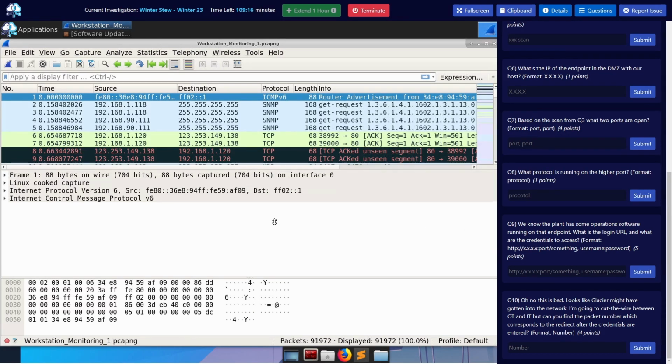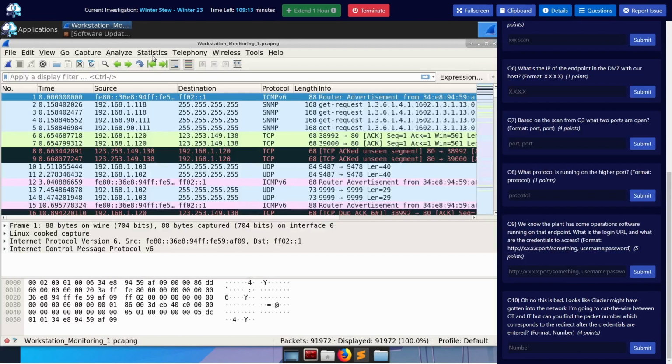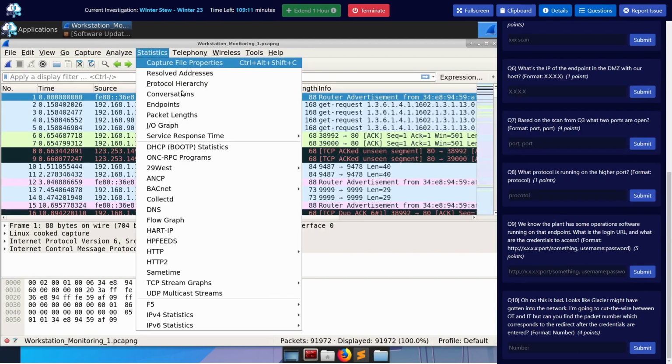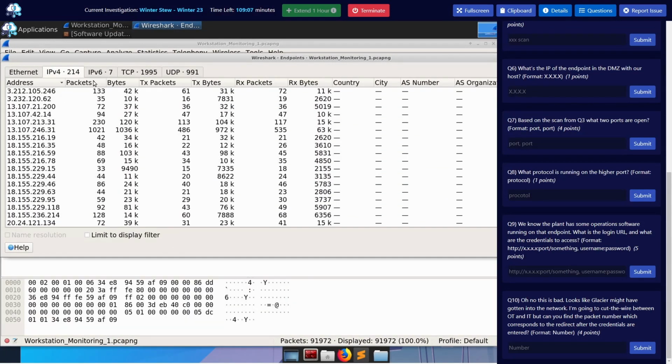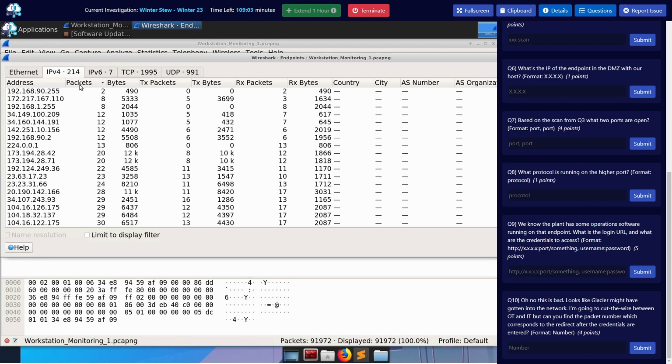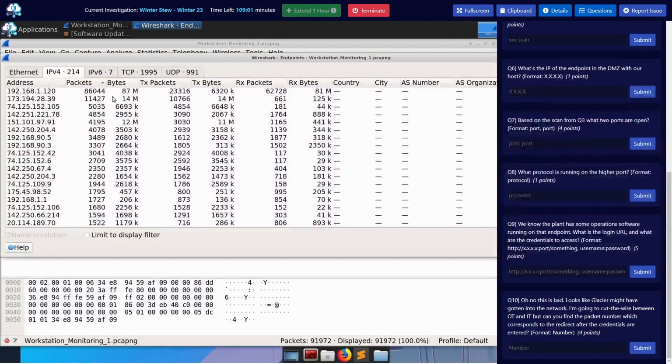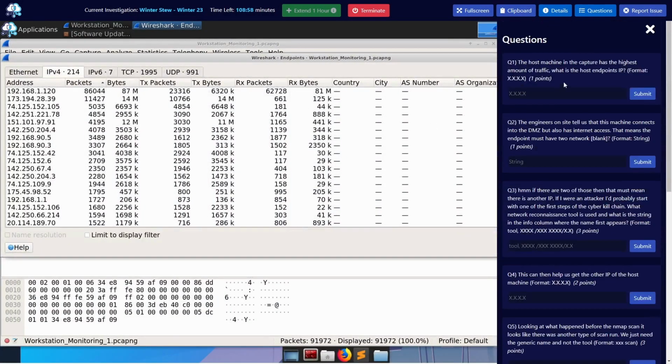First things first, we want to look for the highest amount of traffic. So let's go into Statistics, and then I think it's Endpoints. We've got IPv4, and then let's look for just packets for the highest amount. So that's probably our first IP. We've got the highest amount of traffic there: 192.168.1.120. Sweet.